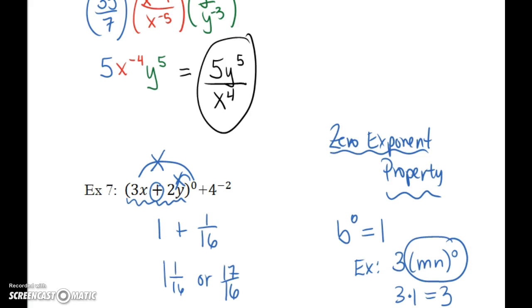So this video, along with part 1, gives an overview of all the different properties of exponents with examples of each one.